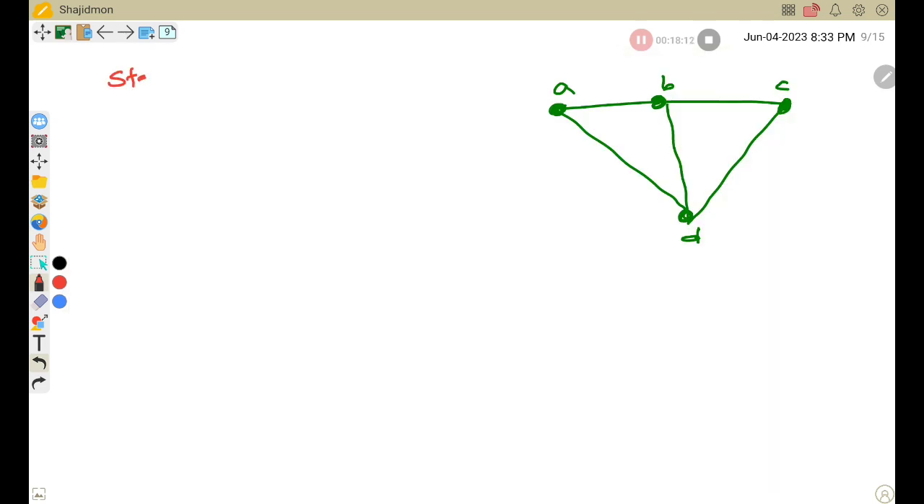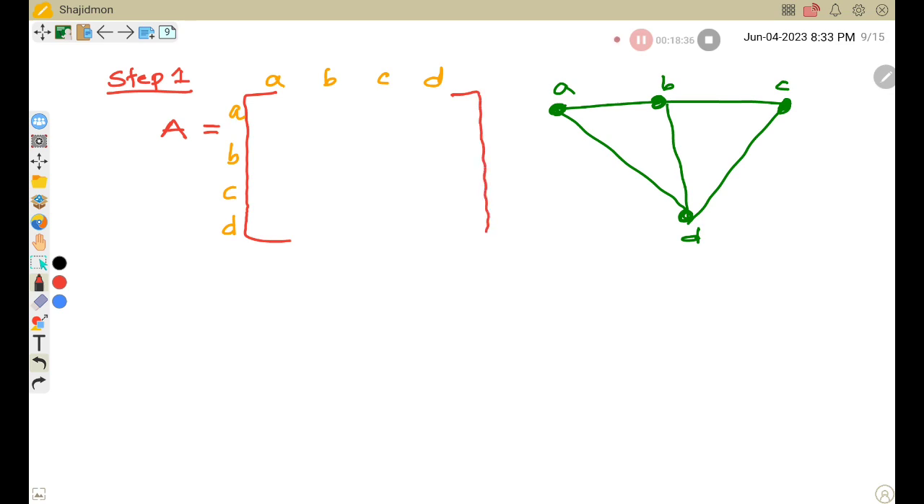So step 1, the adjacency matrix we can represent by capital A or A of G, the adjacency matrix of the graph G. Adjacency matrix means we just consider the vertices. So we can write the vertices here in order, A, B, C and D, and here also A, B, C and D. We studied how to form the adjacency matrix in earlier classes. Now one by one we can mark the entries.